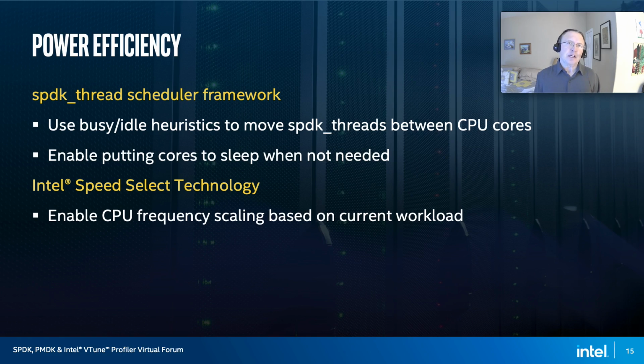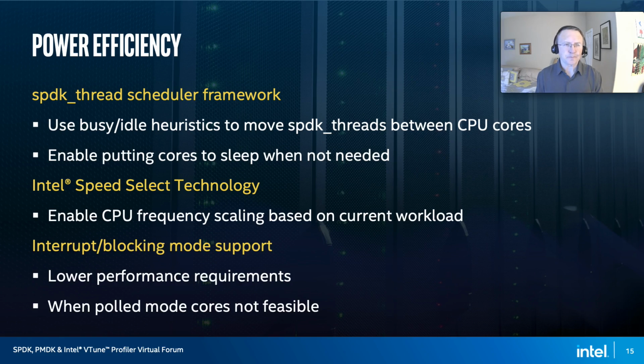But it's not just the scheduler. We also added a framework for CPU frequency governors so that we can implement governors for technologies like Intel Speed Select. And so this is cases where maybe you've moved a certain amount of work onto a core, but you detect that that core is not 100% utilized. You can dial the CPU frequency down and achieve additional power savings.